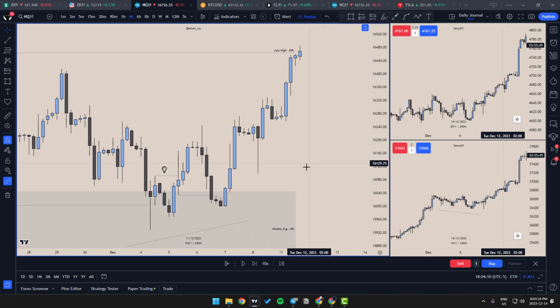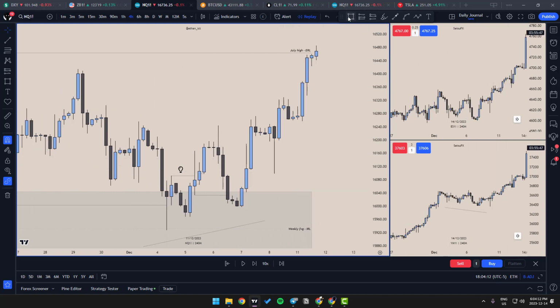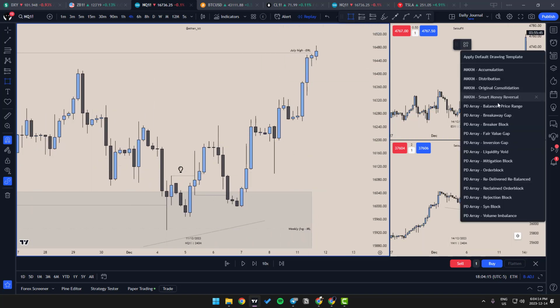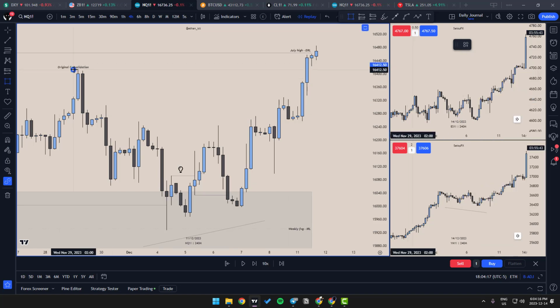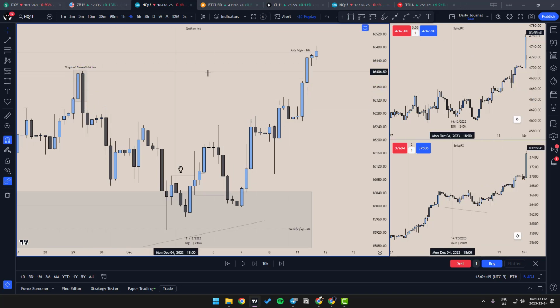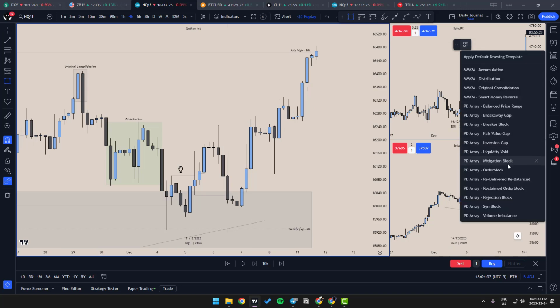Right? So if you're spotting your original consolidation, it would be up here. That's your final target. And then you're looking for that first stage of distribution, right? I'd say this is the first stage of distribution. Then we got a smart money reversal.